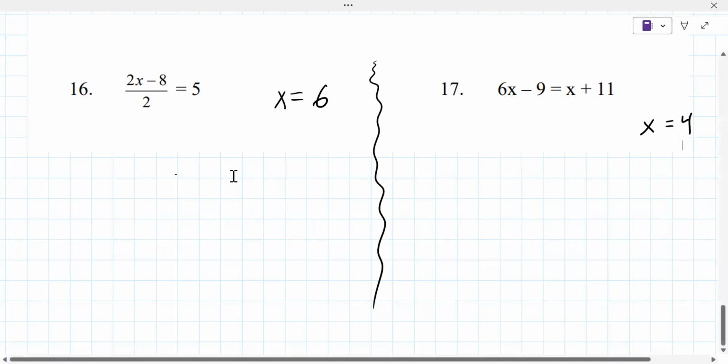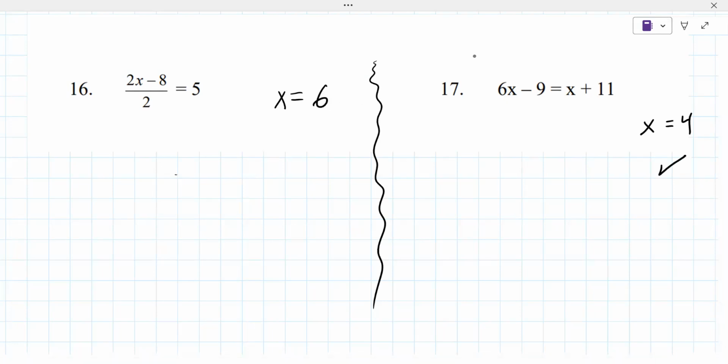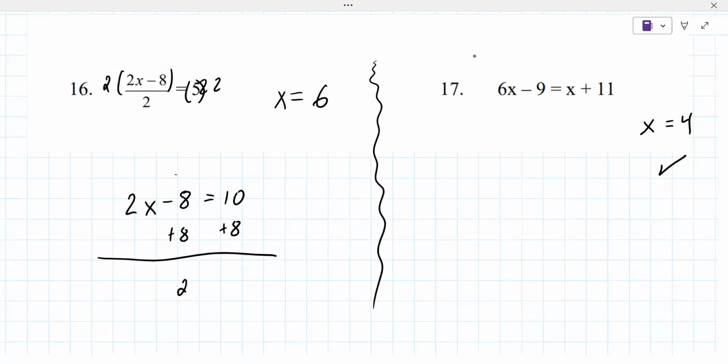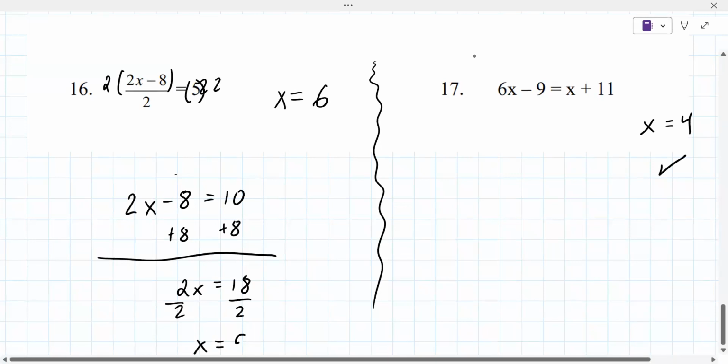Now the second one is correct. The first one is not. So let me work through the first one. You multiply both sides by 2 and you get 2x minus 8 equals 10. Add 8 to both sides. 2x equals 18, divide by 2, x equals 9.